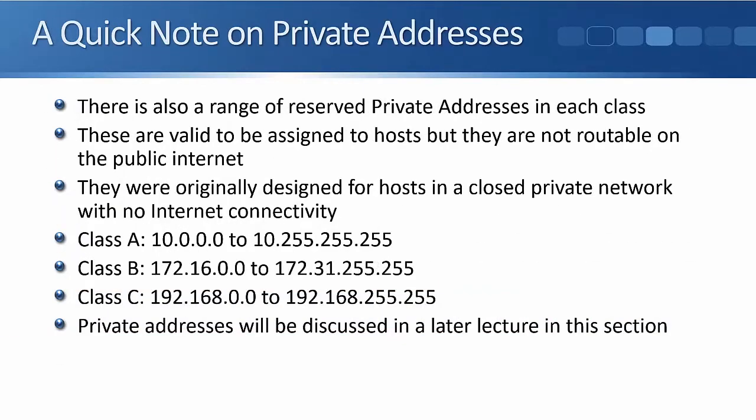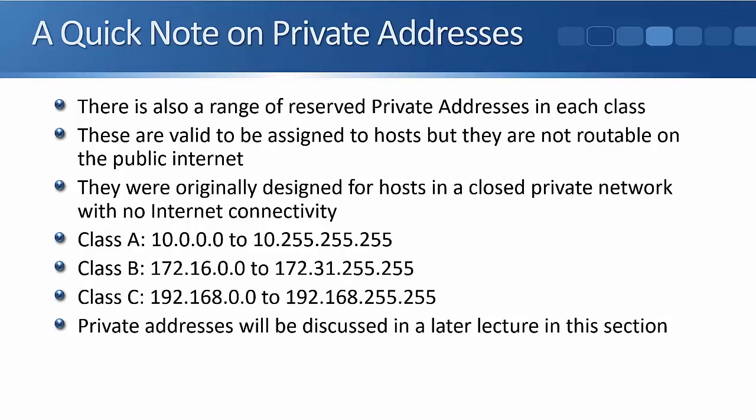A quick note on private addresses now. So I gave you all the addresses that were available in our Class A, B, and C networks, and we spoke about the reserved addresses for our loopbacks, and also the addresses beginning with 0 are reserved as well. There's also a range of reserved private addresses in each class. Those are valid to be assigned to hosts, unlike the other reserved addresses, but the difference is that these ones are not routable on the public internet.